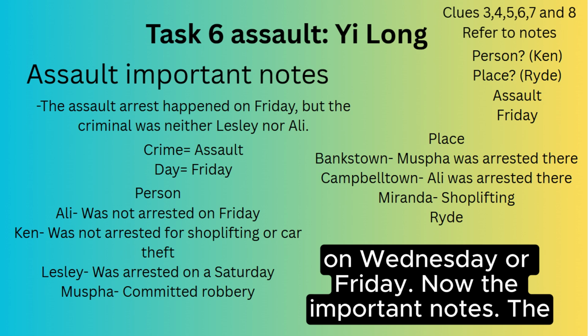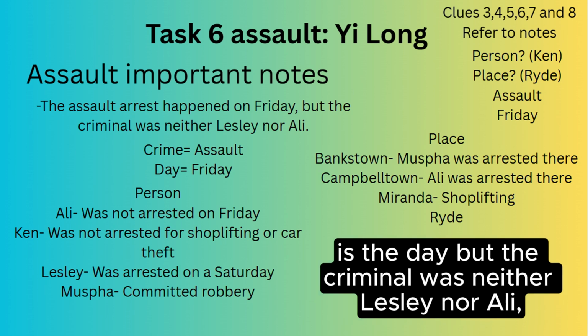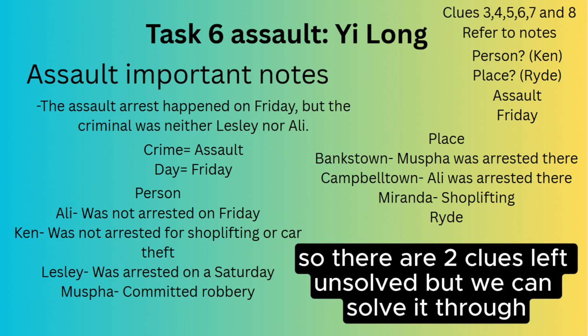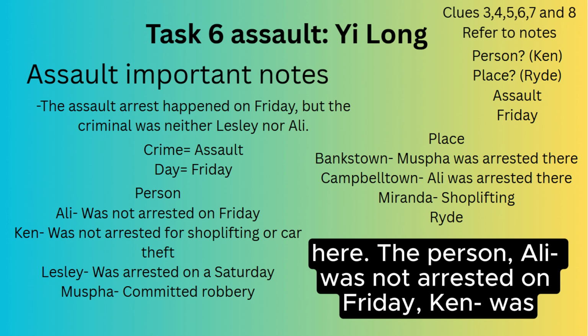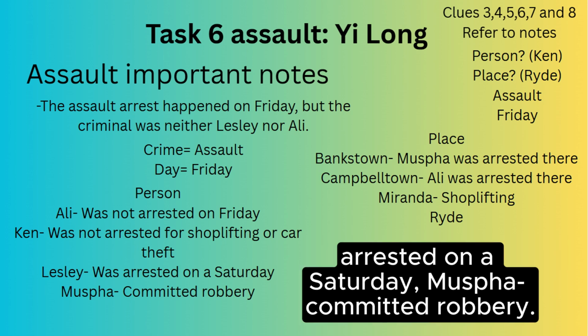Now the important notes. The assault, which is the crime, arrest happened on Friday, which is the day, but the criminal was neither Leslie nor Ailey. So there are two clues left unsolved, but we can solve it through here. The person, Ailey. Ailey was not arrested on Friday. Ken was not arrested for shoplifting or car theft. Leslie was arrested on a Saturday.